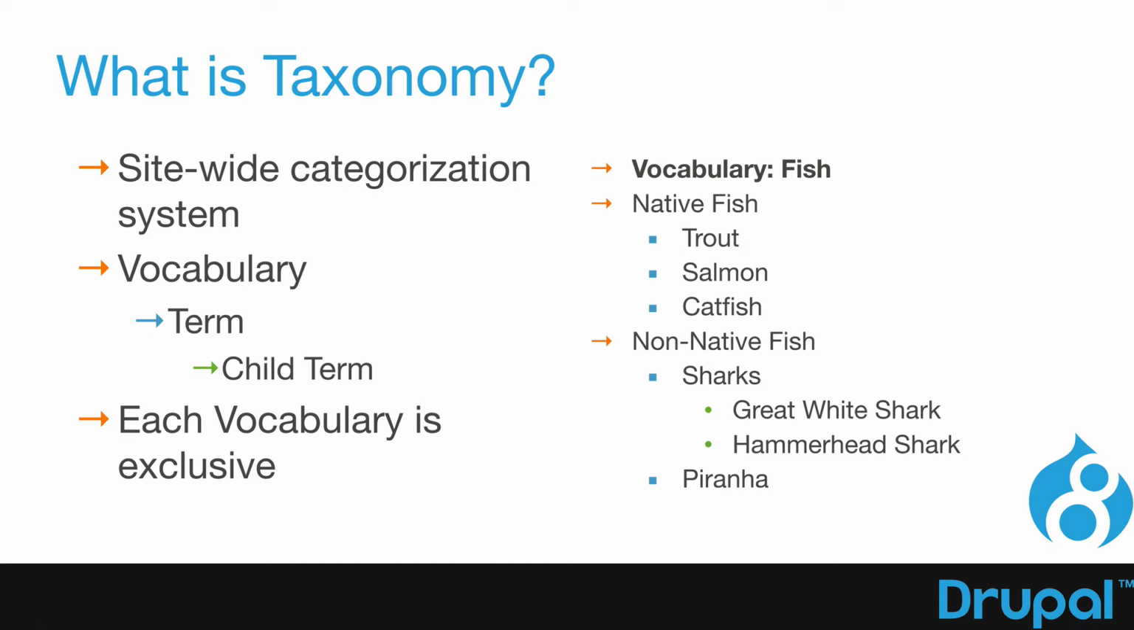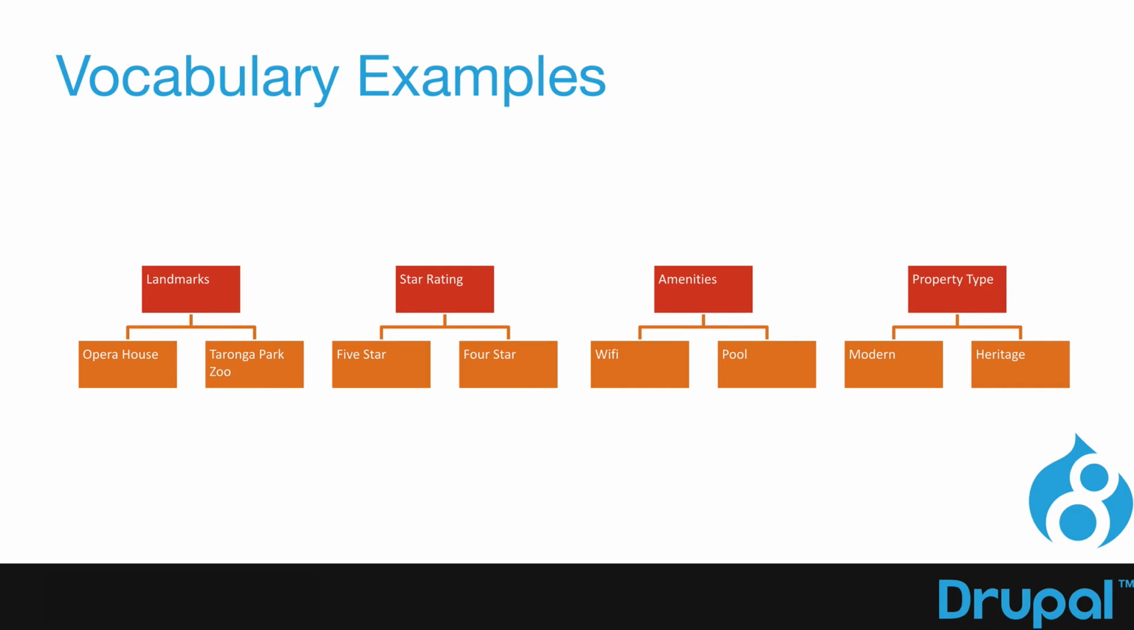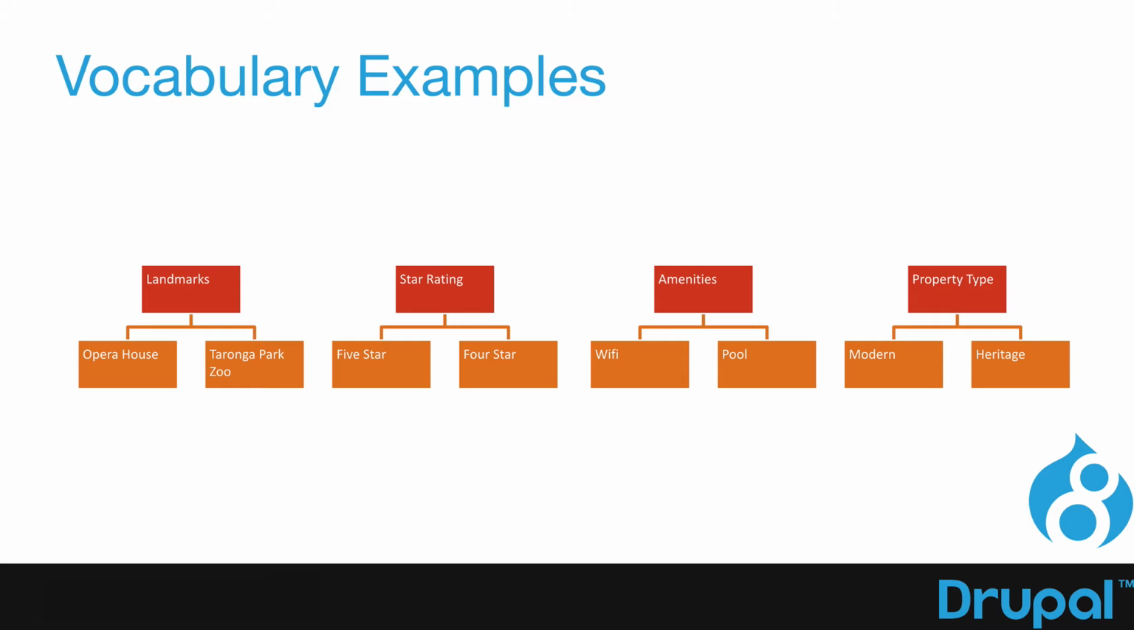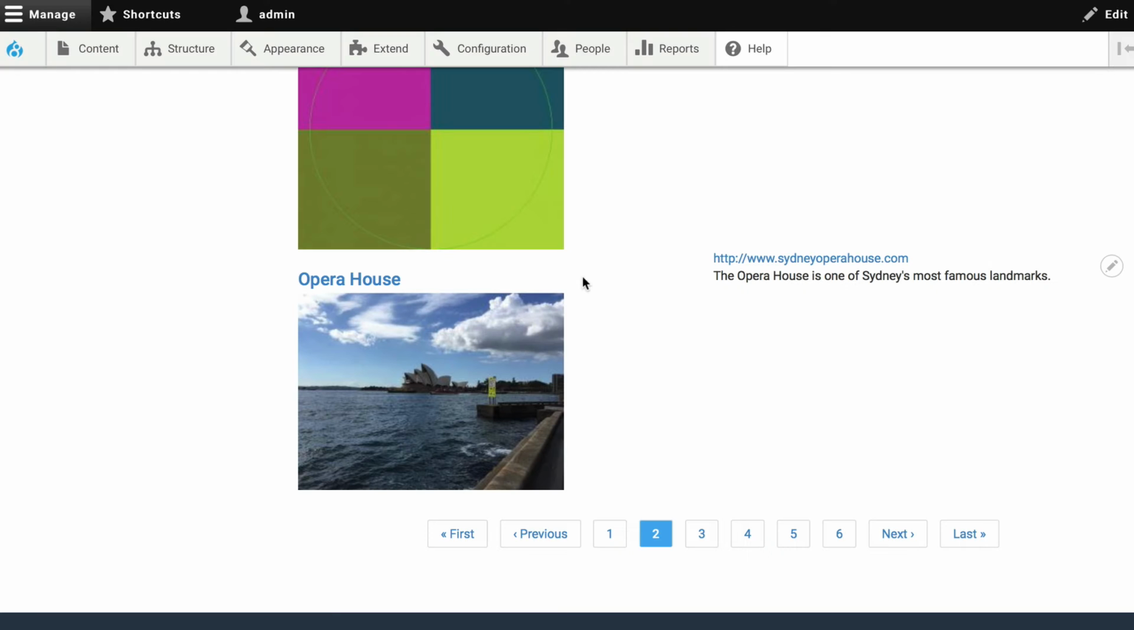We're actually going to use the taxonomy for a slightly different purpose. As an example, on the left-hand side, we're going to have a taxonomy called landmarks, and then the Opera House and Taronga Park Zoo will actually be terms that we've added fields to. You can have star ratings, amenities, property types, again, all kinds of examples of taxonomy that we could use on our awesome hotel site. We're going to set up the left-hand one called landmarks.